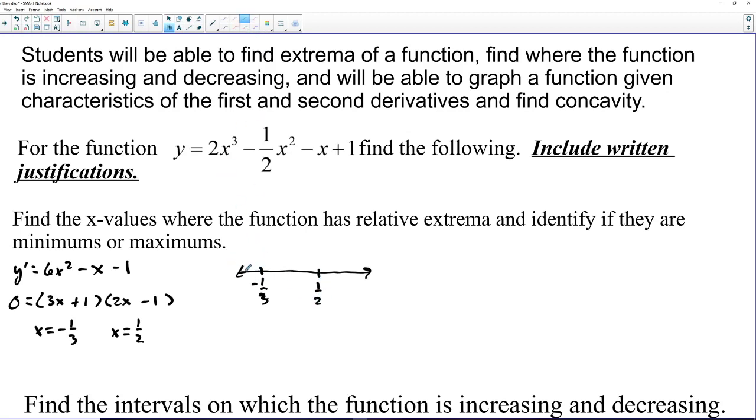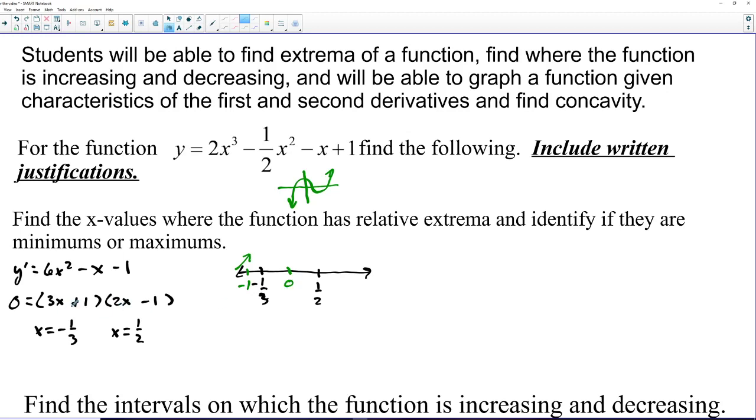Let's pick some test points. We have negative 1 we can try, and we're going to plug that into the first derivative. We get a negative times a negative. That's a positive, and that means the function is increasing. Well, let's not forget everything we've learned about an x to the third. Here's what x to the thirds look like. So the function is going to increase, then decrease, and then increase. But for some of the functions that we have, we're not going to know that.